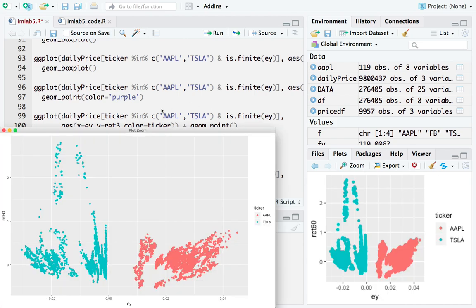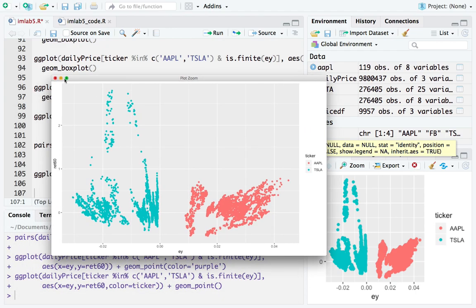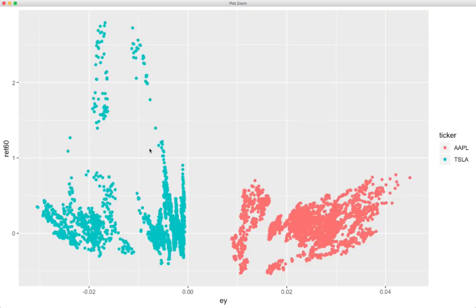Boom. All right, and like we said before in the pairs function, as we saw, Tesla is a mess. We need a different ratio for that. But after the 2%, there's a slight positive return here. All right, okay. With the 60-day return. So that's pretty cool.